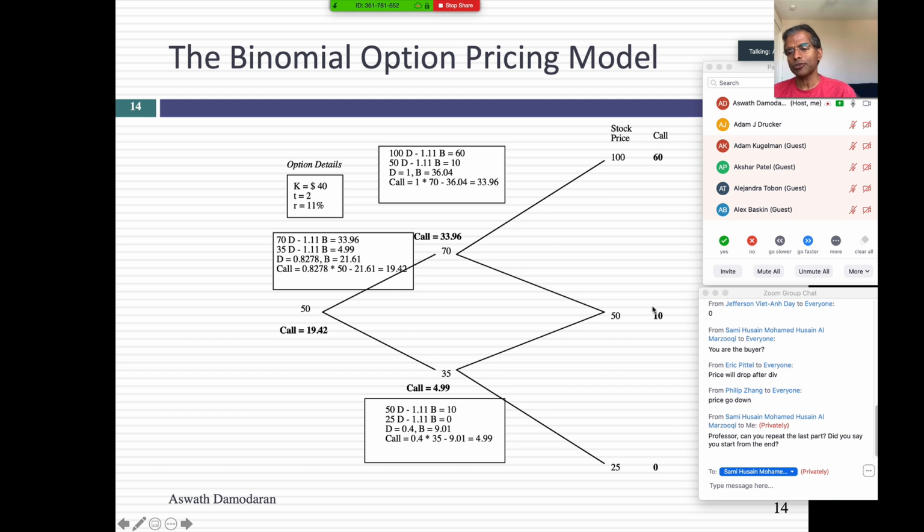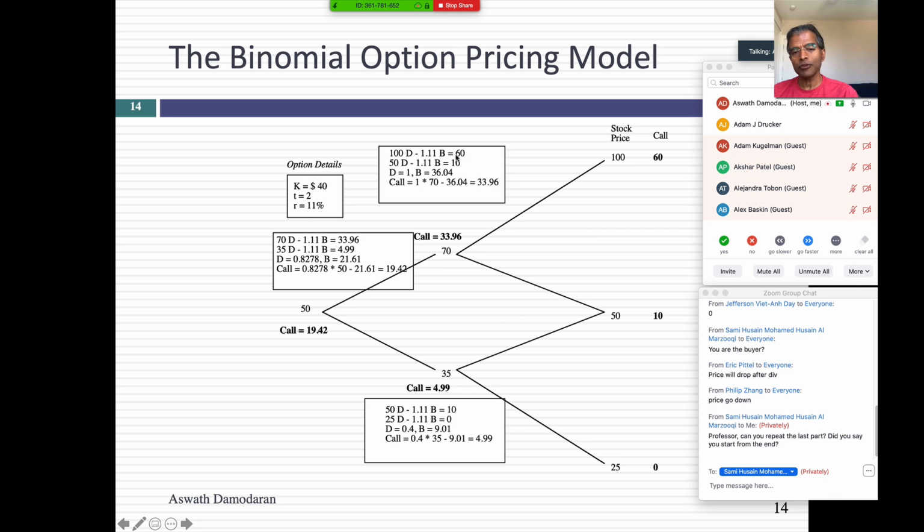So let's play a game in abstraction. Let's assume I borrow B dollars. You're saying, how much is B? Hang in there for a moment. And I buy delta shares of stock, or D shares of stock. If I borrowed B dollars and buy delta shares of stock, here's what my cash flows will look like if the stock goes to 100. I'll have 100 times delta, that's the number of shares times the stock price. I'll have to repay the borrowing with interest, and let's say the interest rate is 11%. So 100 times delta minus 1.11 times B will be the value of my replicating portfolio if the stock goes to 100. What do I want it to do?